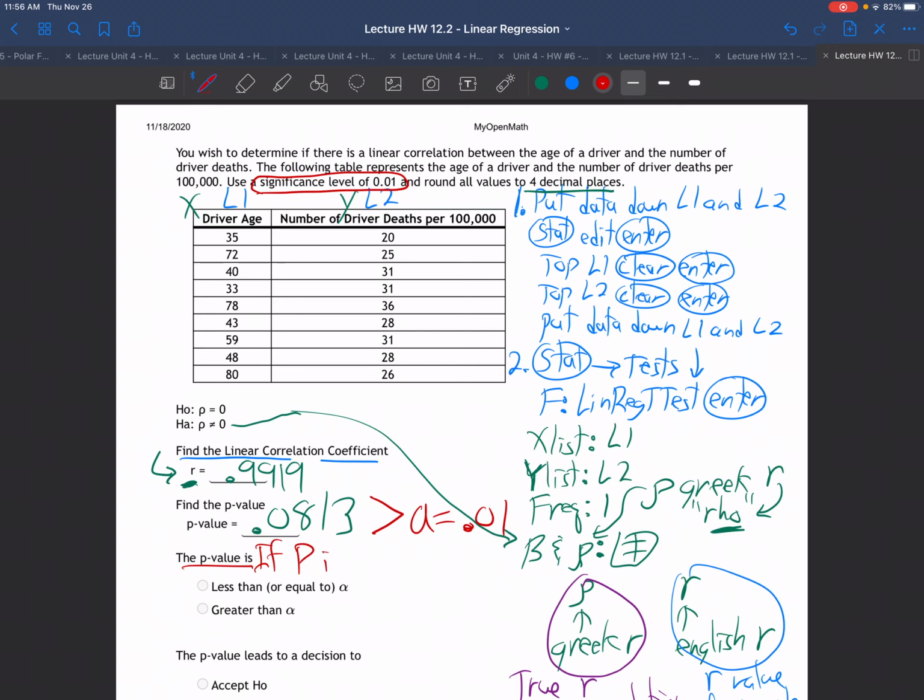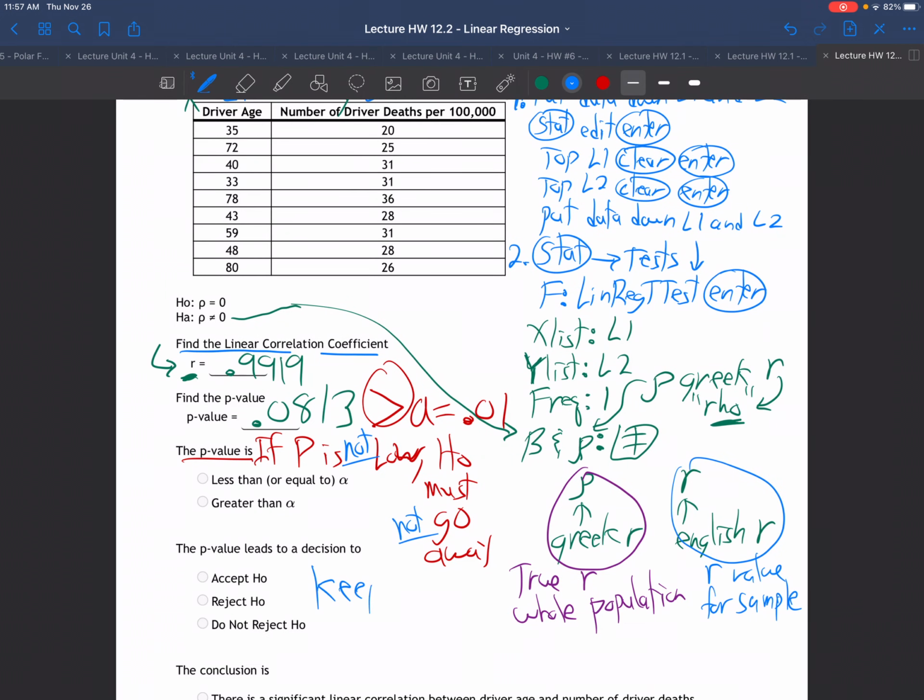If the p is low, H0 must go away, right? We've done that for all of our hypothesis tests. Is our p low? No, it's greater. So in this case, if p is not low, the H0 must not go away. In other words, we're going to keep H0, right? It's not going away. Tracking with me? We do that for all of our hypothesis tests.